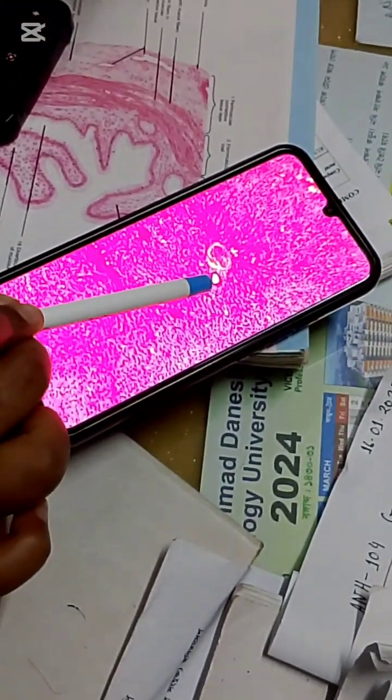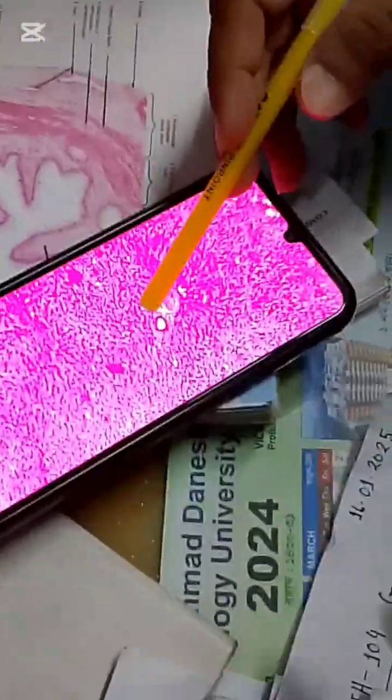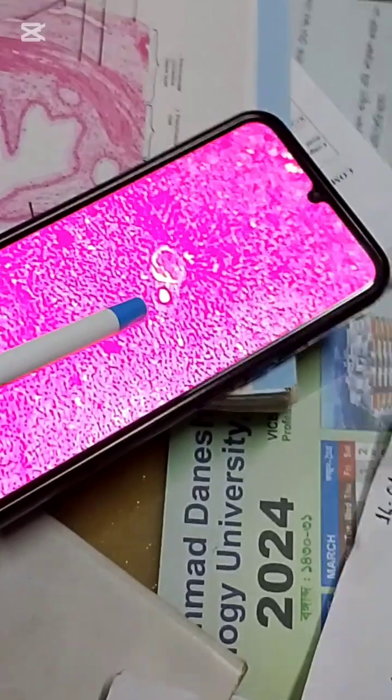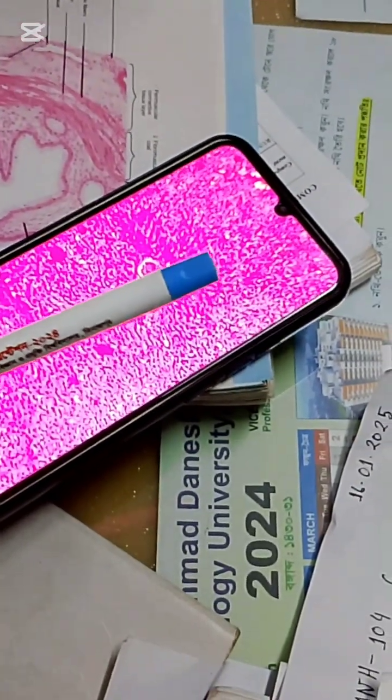Yeah, this one bile duct maybe, or portal vein, artery, sir, I think.